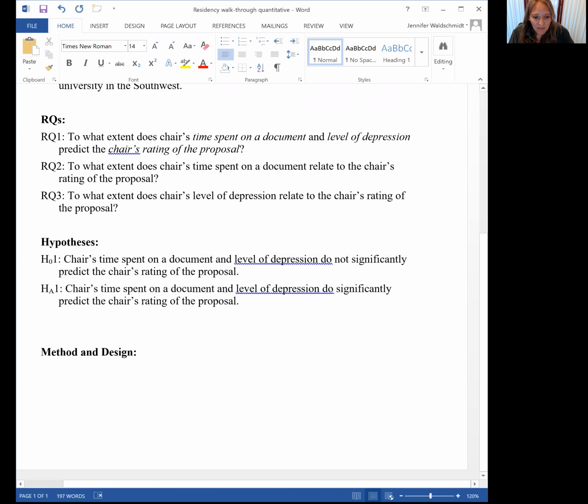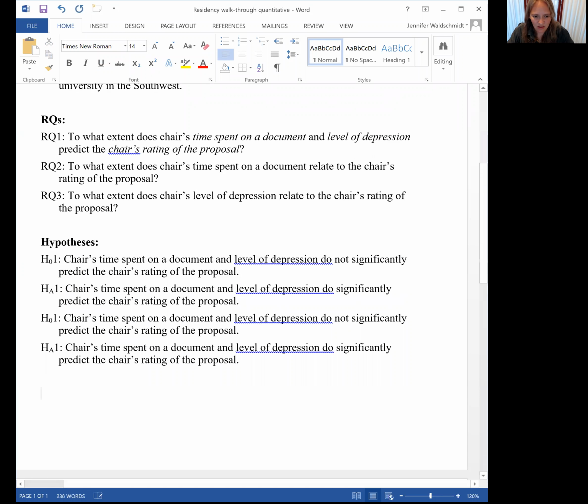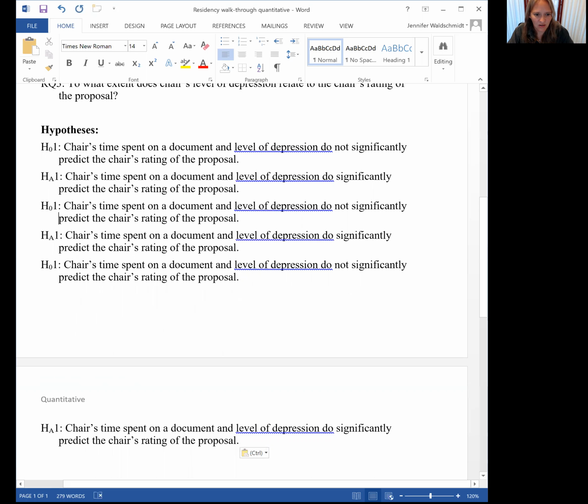So I'm going to do the same thing for our other research questions. Every research question has its own null and alternative hypothesis. And again, this is specifically for the quantitative side. If we were looking at qualitative, then we would be looking at a phenomenon.